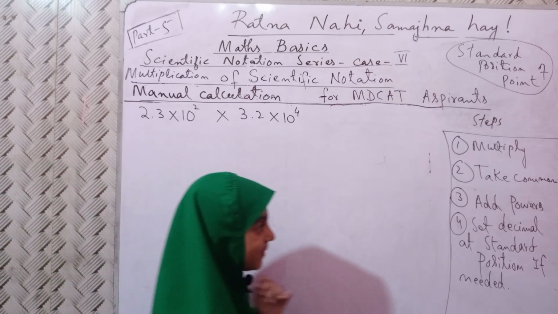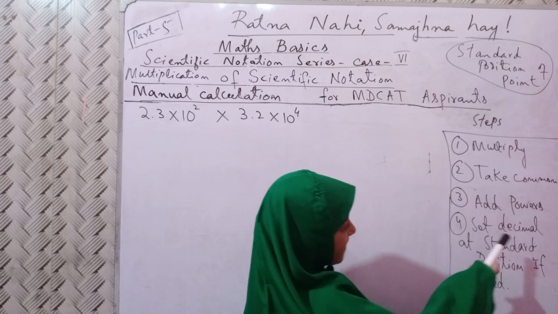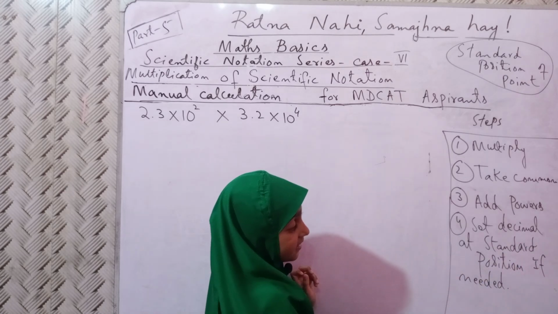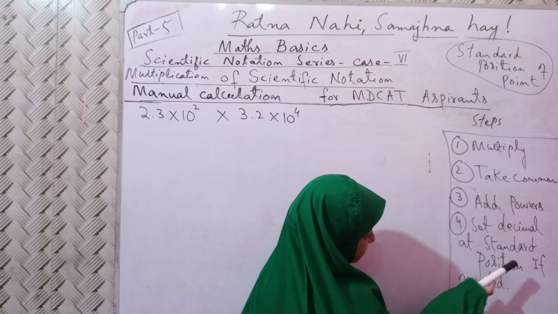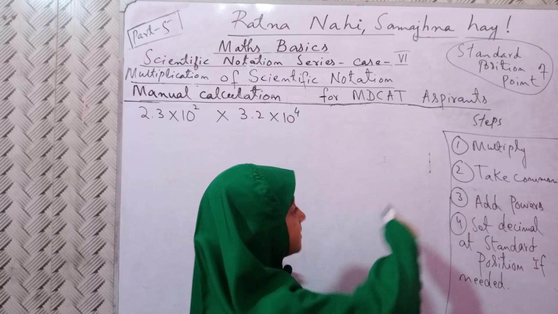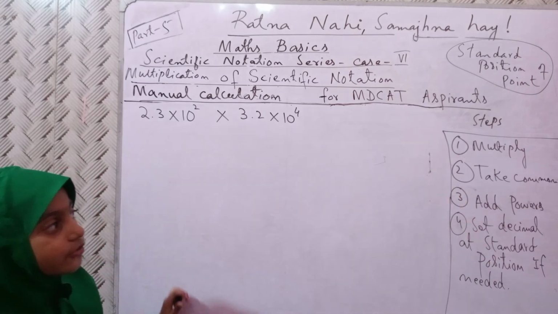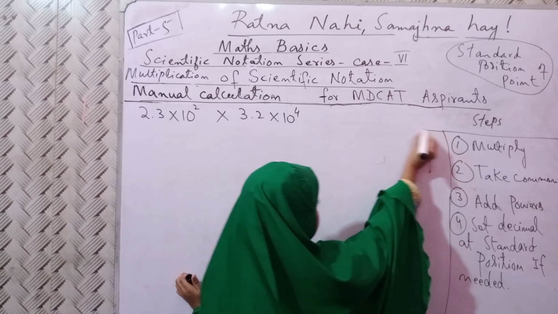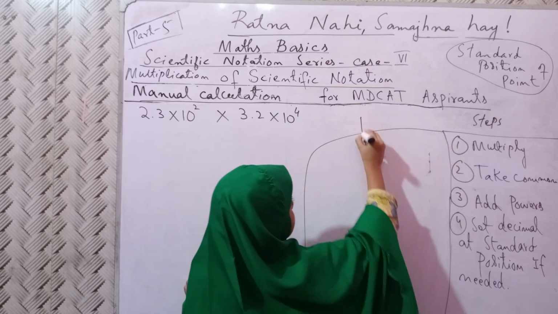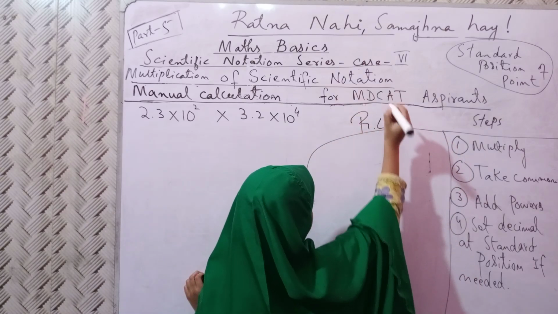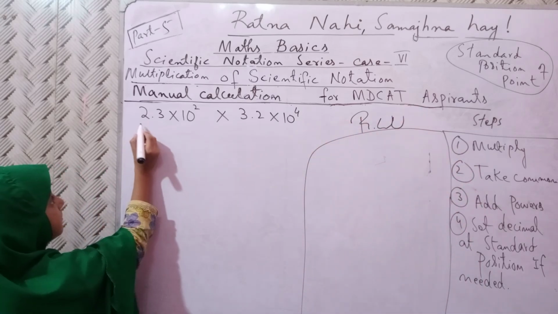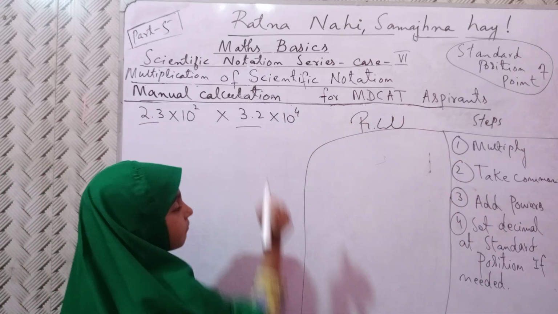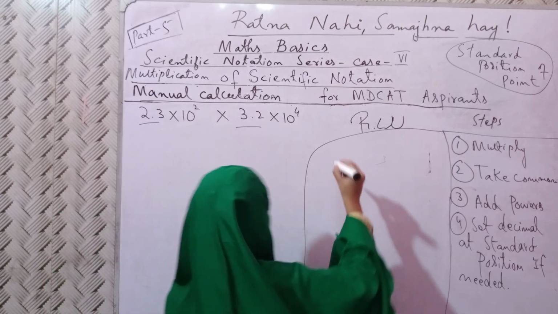First step, multiply. Take common, add power, set decimal at standard position if needed. Now first multiply. We need to do rough work again. This part and this part we will write down in rough work.